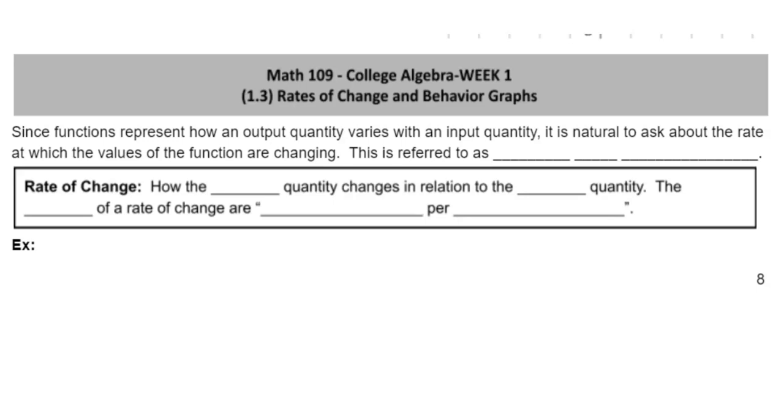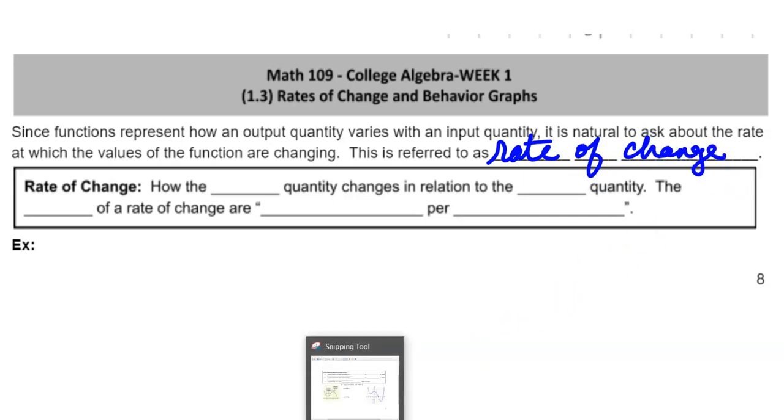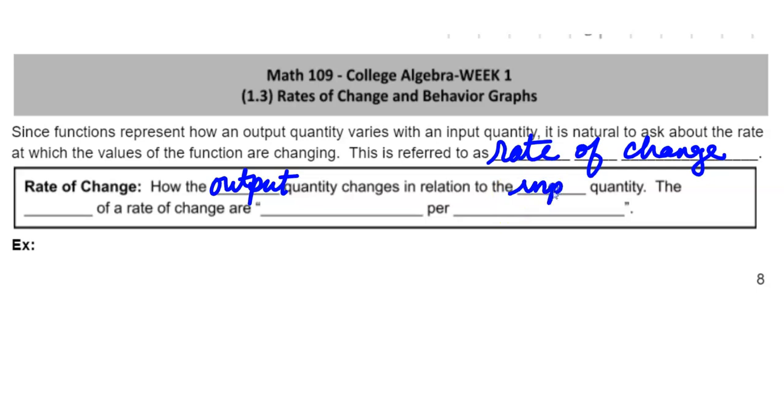So since functions represent how an output quantity varies with an input quantity, it is natural to ask about the rate at which values of a function are changing. This is referred to as the rate of change. And so the rate of change is how the output quantity changes in relation to the input quantity. And so the units that we look at with rates of change are basically your output units per your input units.